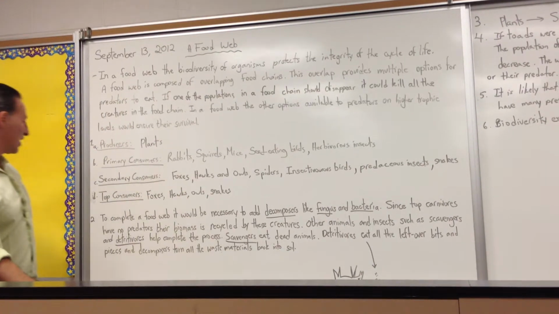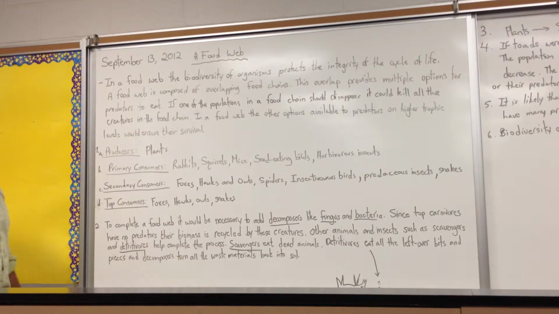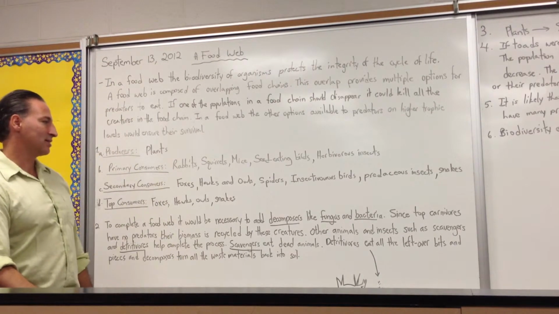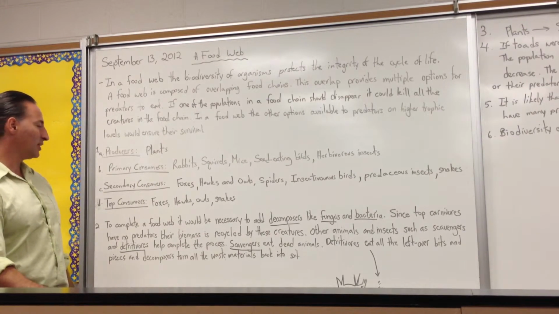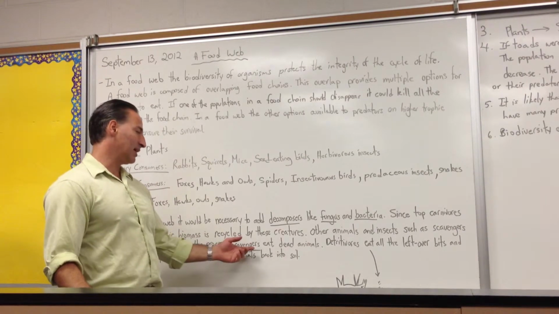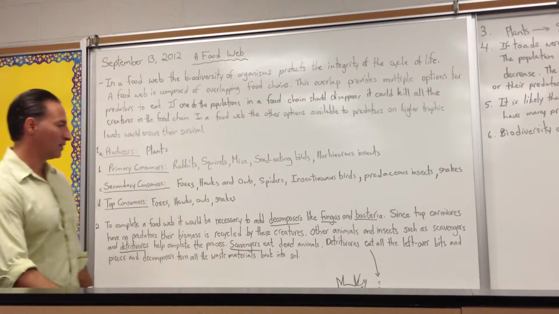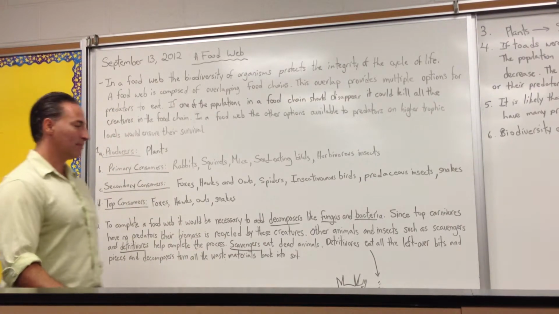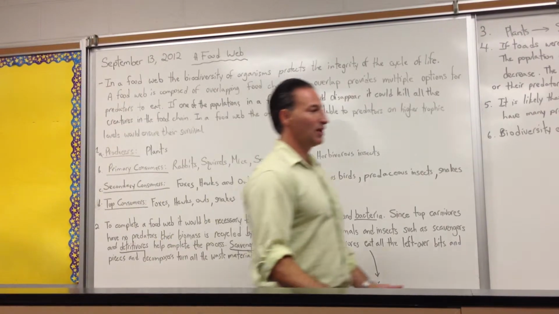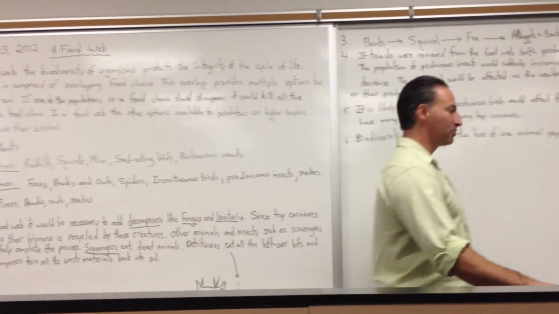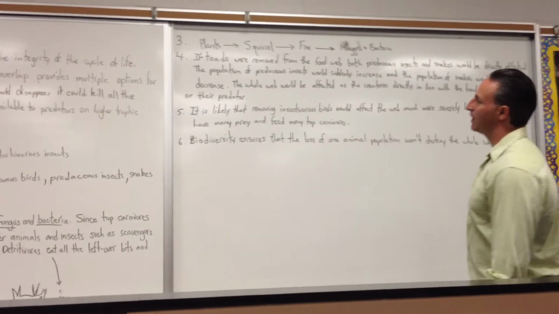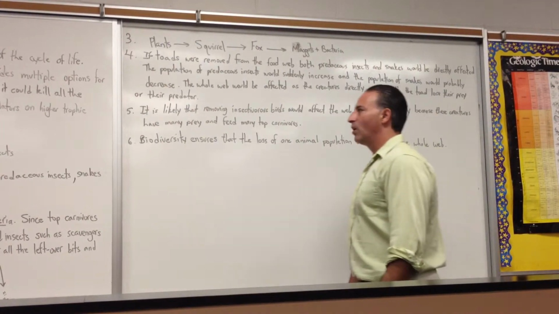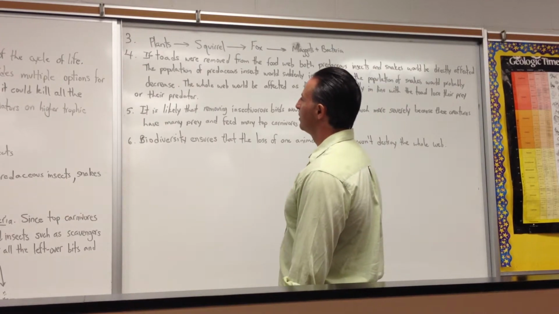Since top carnivores have no predators, their biomass is recycled by these creatures. Other animals and insects, such as scavengers and detritivores, help complete the process. Scavengers eat dead animals, and detritivores eat all the leftover bits and pieces, while decomposers turn all the waste material back into soil. And when you turn that back into soil, it provides food for the producers, such as grasses and plants. In the third question, they ask us to show one food chain.